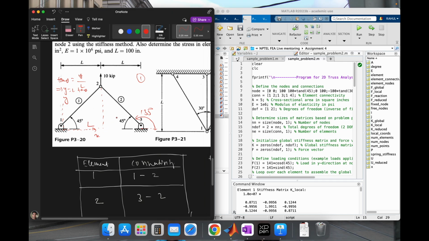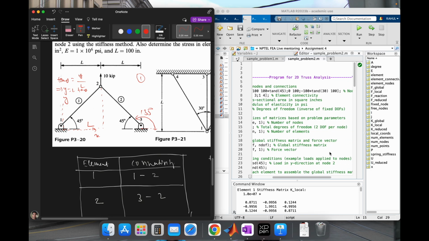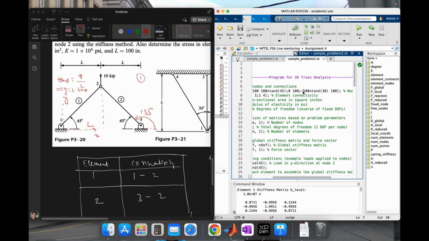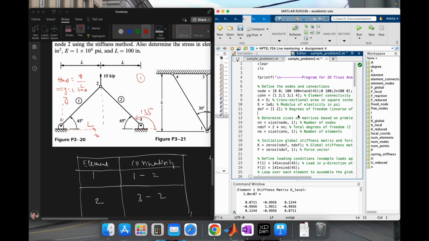Now we will move to node 3. For node 3, the length along the x-axis is 2 times L, so we write 2 into 100, and the y coordinate is 0. So now this is the nodal coordinate.